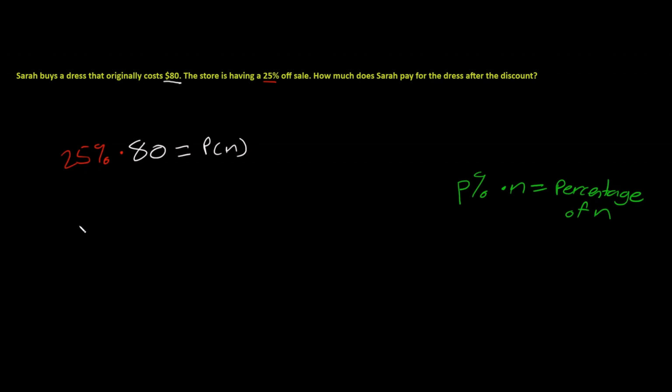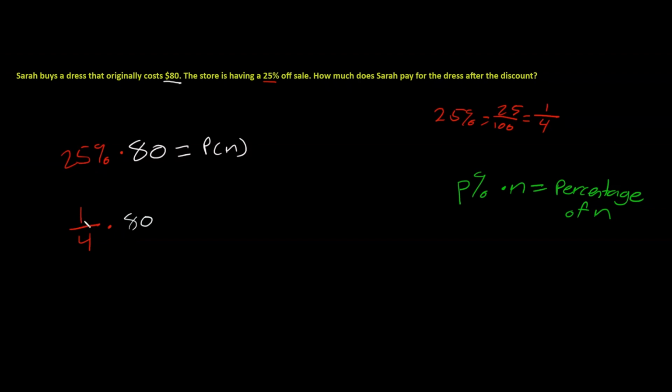So we'll rewrite that. I'll show you over here. So 25% is equal to 25 over 100, and then both of these are divisible by 25. 25 divided by itself will be equal to 1, and then we divide 100 by 25, and that will get us 4. So 25% is the same thing as 1/4. We're going to multiply that by 80.